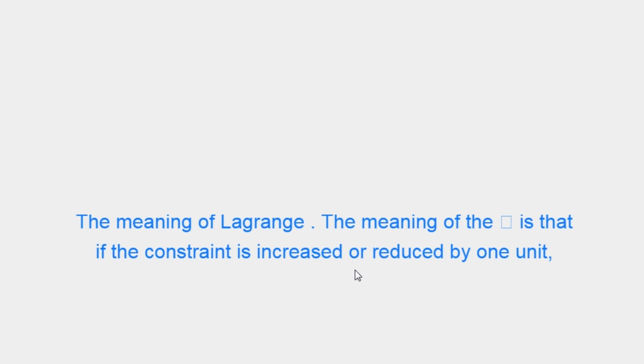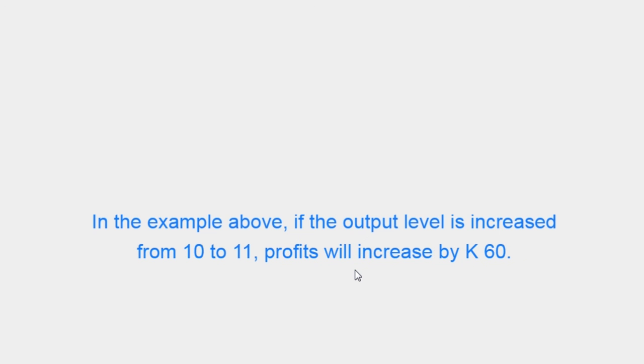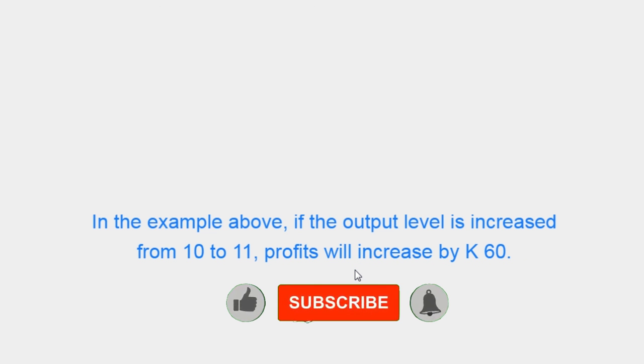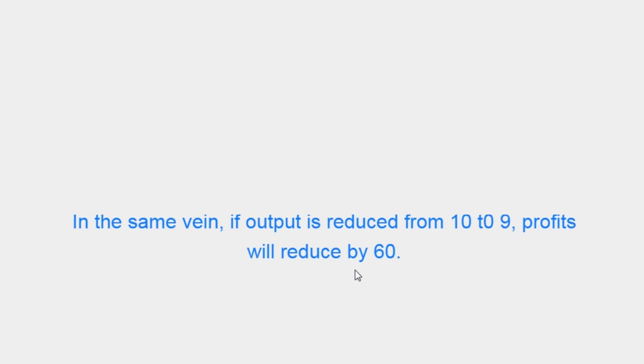The meaning of the Lagrange multiplier is that if the constraint is increased or reduced by 1 unit, profits will be increased or reduced by 60. In the example above, if the output level is increased from 10 to 11, profits will increase by 60. In the same vein, if output is reduced from 10 to 9, profits will reduce by 60.